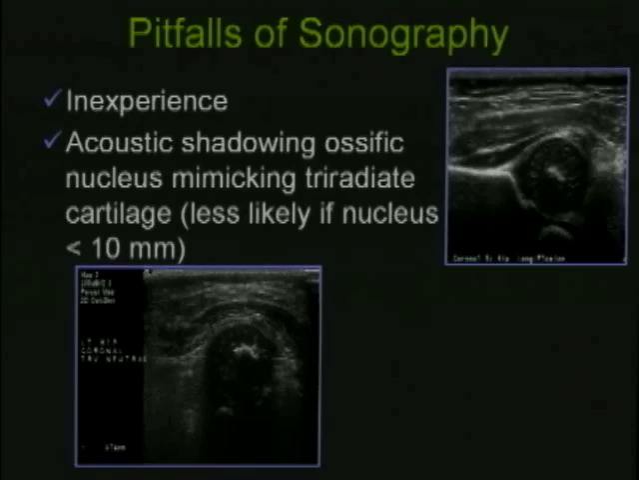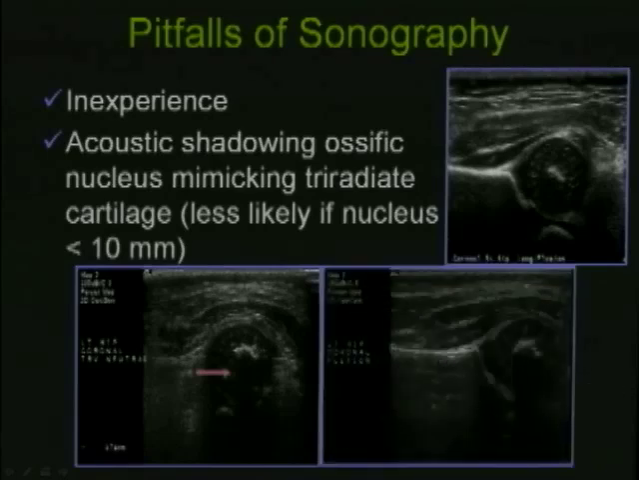Now, there are some pitfalls of sonography. Certainly inexperience is one of them, and secondly, the shadowing of the ossific nucleus can be a problem if it can be mimicking the triradiate cartilage. So we see here the shadow from the ossification center, but notice that we can also see the triradiate cartilage.